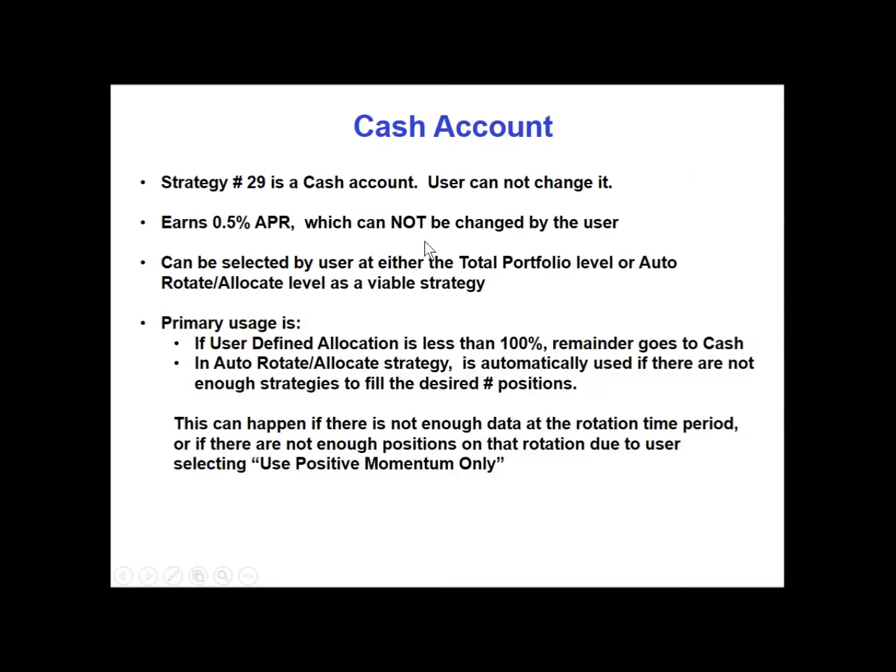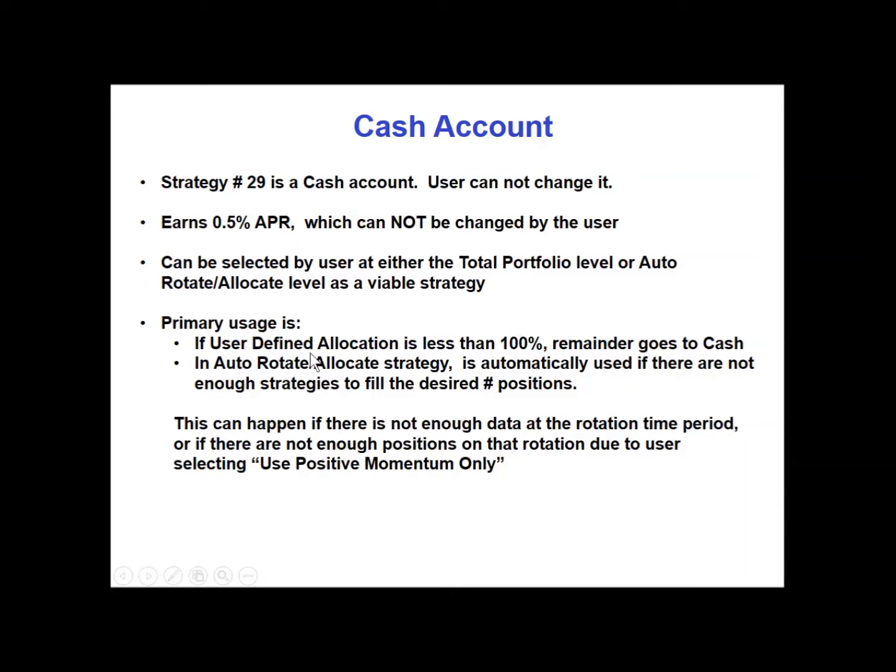Now, you also need to know that there's a cash account. Strategy 29 is a cash account, and you cannot change that either. It's set to earn 0.5% APR, which you can't change either. Now, you can select it and use it at either of these two levels as a viable strategy if you choose. Not sure why, but you might.